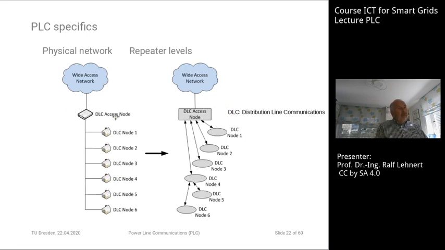So, for instance, if you have a bus, then you have, in this example, 6 nodes. The distance from the access node to node number 6 might be so long that you eventually have to run a repeater. In this case, we have just one repeater. Node number 4 is also the repeater for node number 5 and node number 6, whereas nodes 1 to 4 can be reached directly.